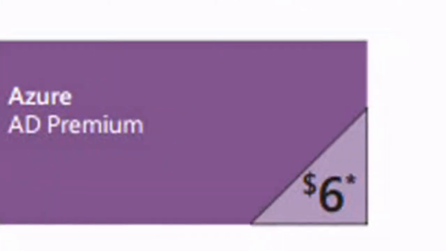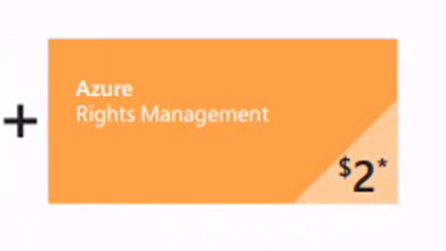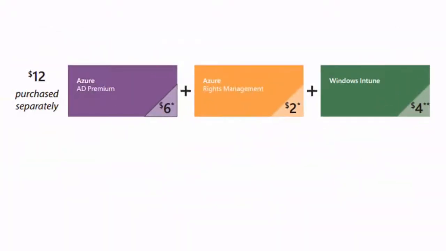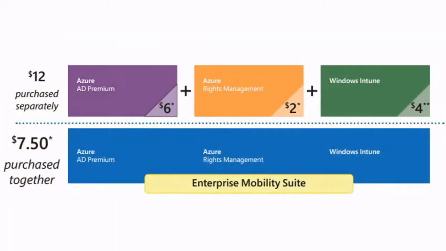Well, we're getting towards the end, so what are the costs for EMS? Well, at the time of making this presentation, Azure AD Premium was $6, Azure Rights Management $2, and Windows Intune is $4. Purchased separately, that gives you $12. EMS as a whole is $750 for the lot, which is a saving of $450 per license. And each license, of course, is per user based. And do keep that in mind, it's not a per device license, it's a per user license. So quite a bit cheaper than some other alternatives available today.